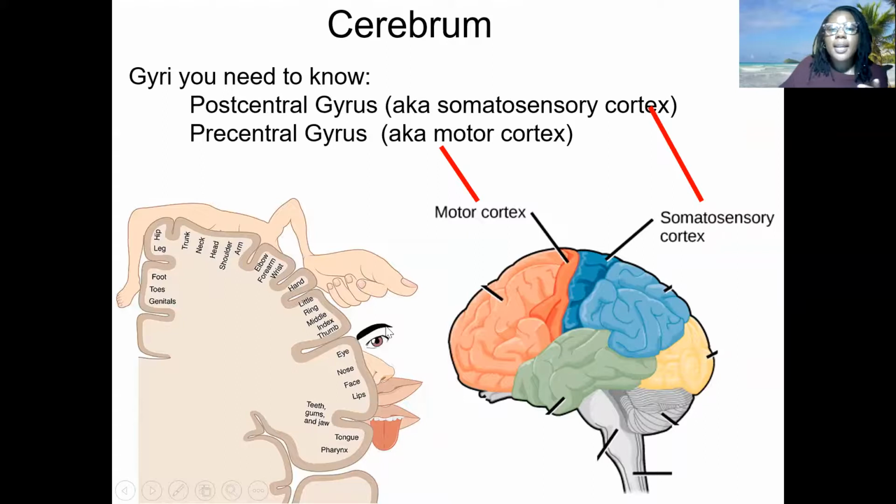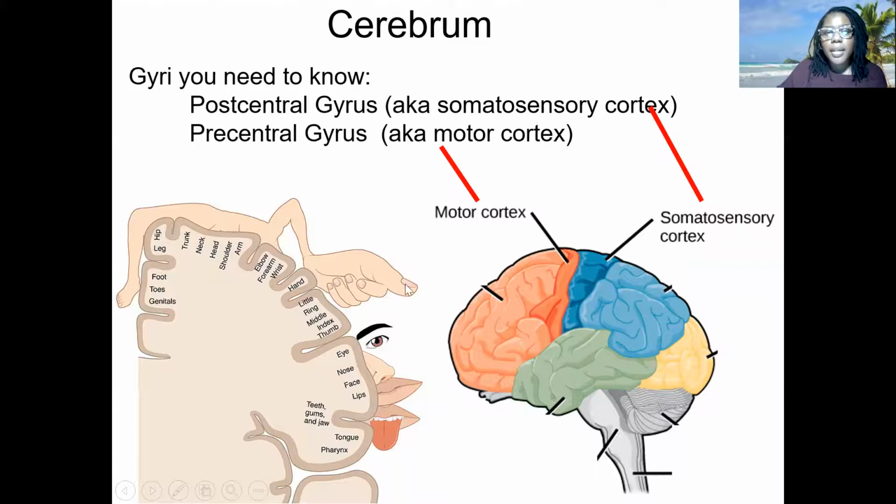Now, what we can see is that some parts of the body are a little bit larger. This homunculus is a visual representation of the proportion of which the sensory components are being reflected here in this part of the brain.